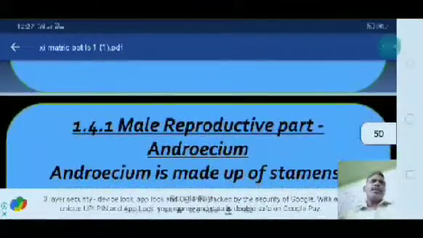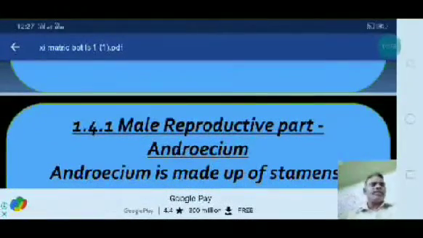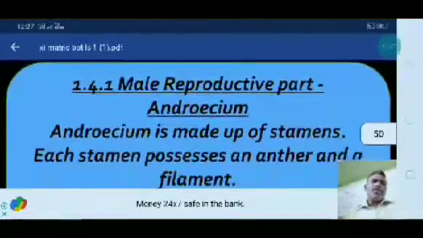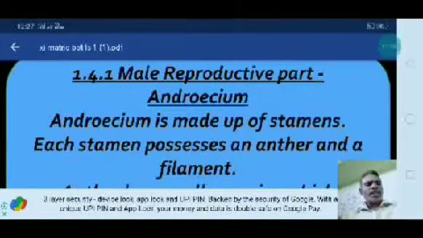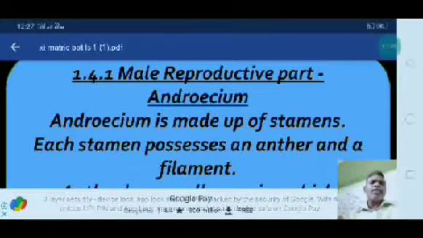First one is the male reproductive part, androecium. What is meant by androecium? What are the parts mostly present in an androecium? What are the functions of androecium? You have to see one by one.